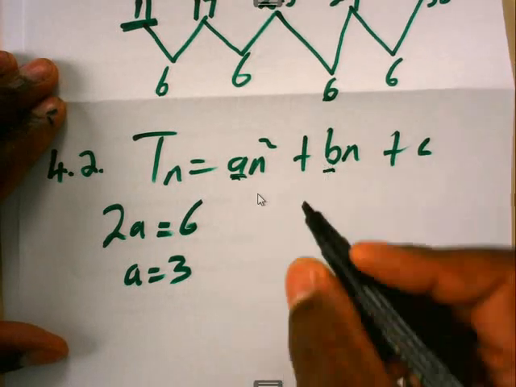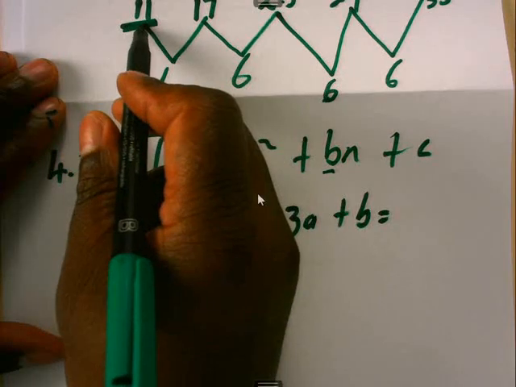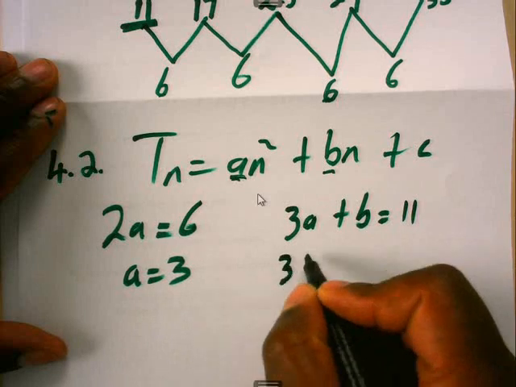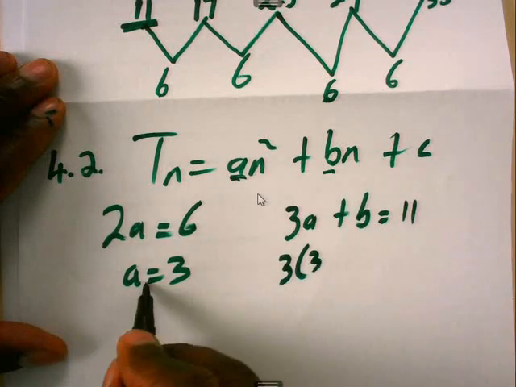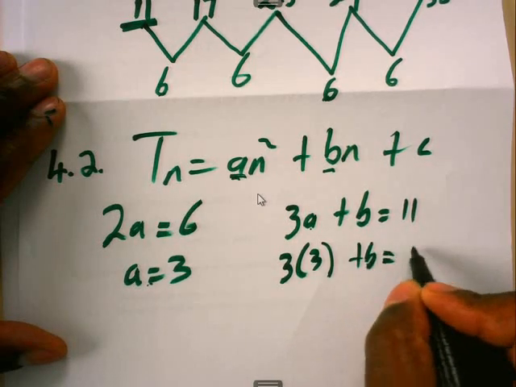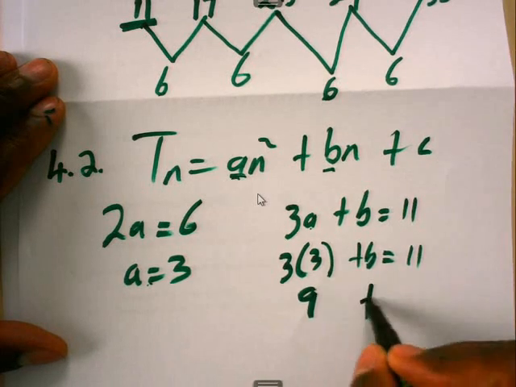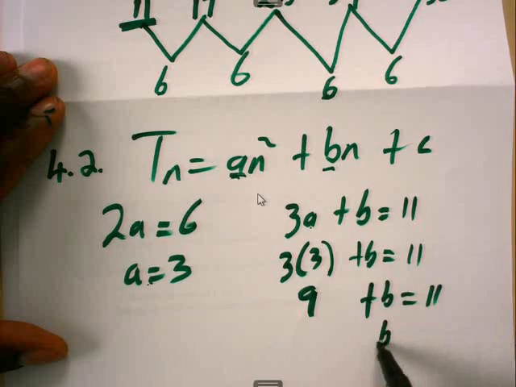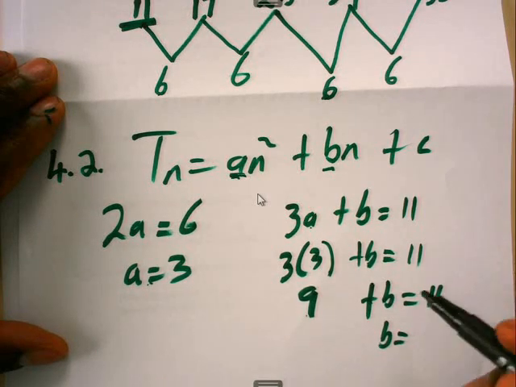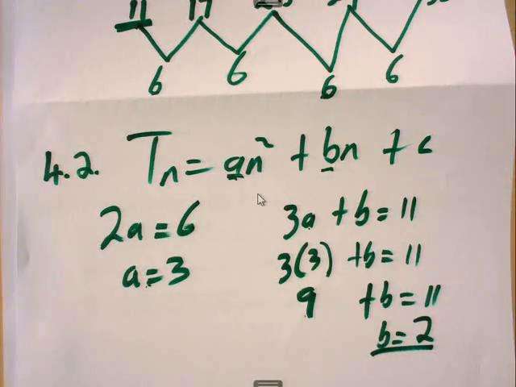Let's determine b. We said 3a plus b is equal to the first term of the first difference, which is 11. We substitute a by 3 because we already got the value of a as 3. So 3 by 3 gives you 9, plus b equals 11. Therefore you transpose 9 to the right, then it will be 11 minus 9. Therefore b equals 2.